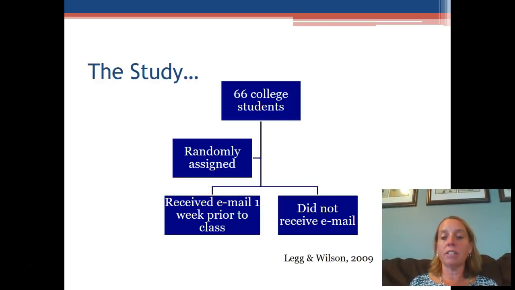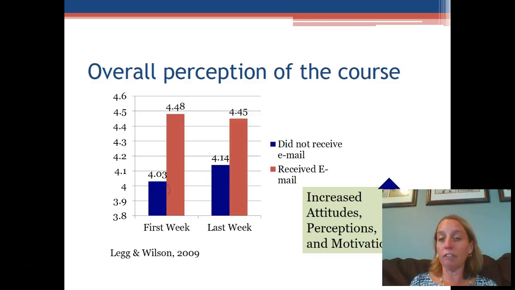In this study, you can see that students were randomly assigned to either receive an email or not receive an email prior to the start of class. The teaching assistant was the one that sent the email out, so the professor actually didn't know who received the email and who didn't. So they were kind of blind to the study. And what you can see here by the findings is the red bar is the group of students who did receive the email, and the blue bar is the one who did not.